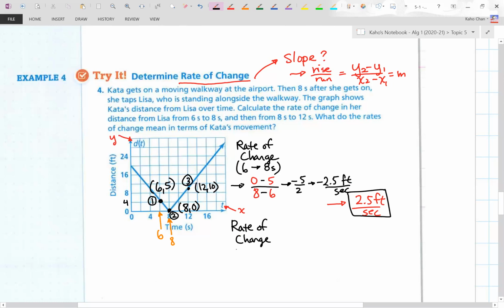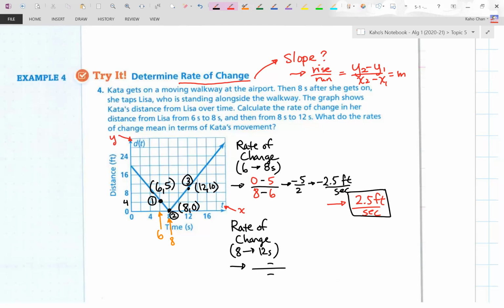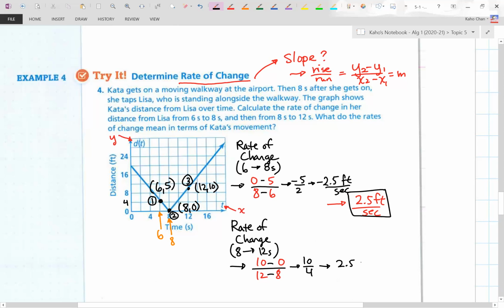Is the answer different? That's the question. Here we go. Let's plug the numbers in. I always like to work from left to right. So my y2, meaning my point 2, is always the number on my right, whereas the first point is always on my left. So it's a good way to look at it that way. So we have 10 minus 0 over 12 minus 8. And that gives us 10 over 4. That reduces to 2.5, yay, feet per second.